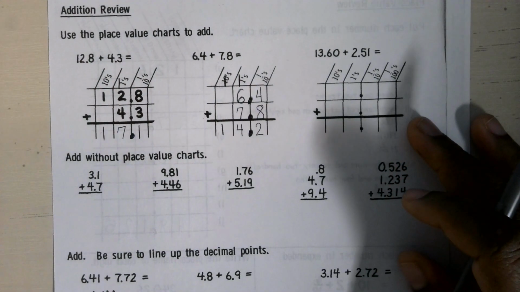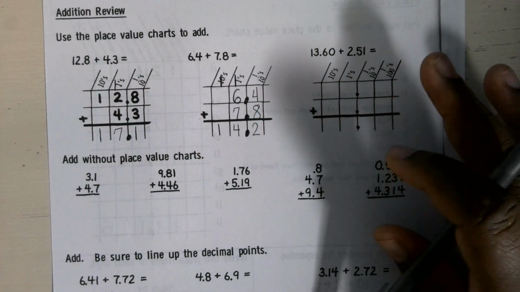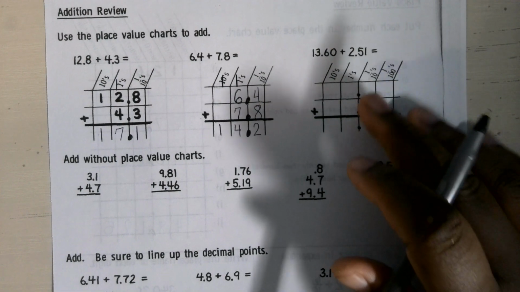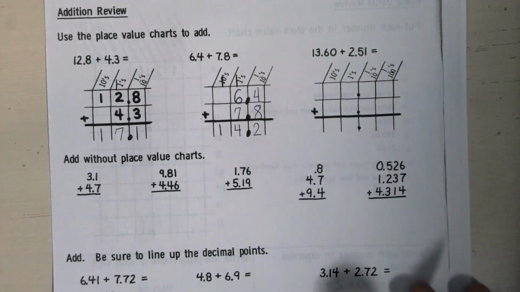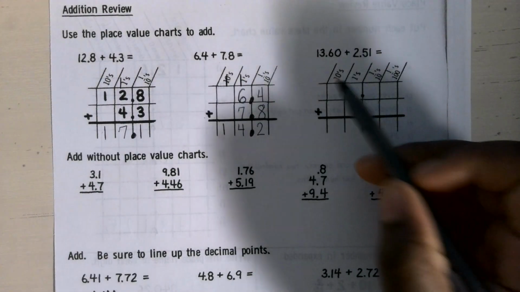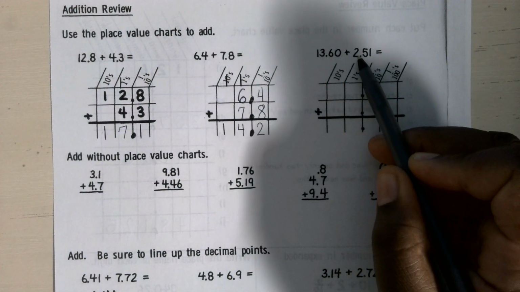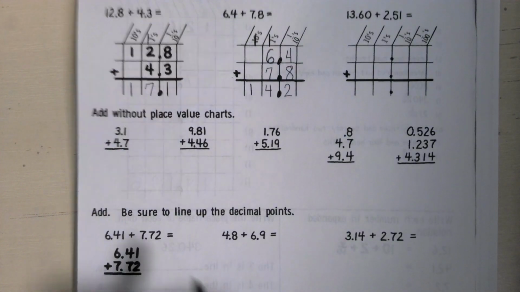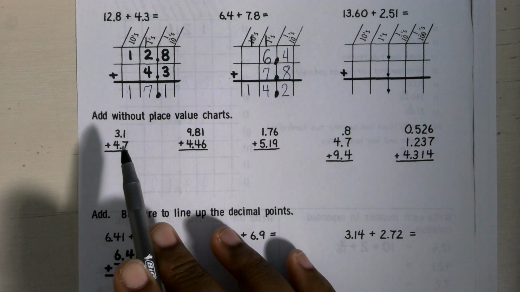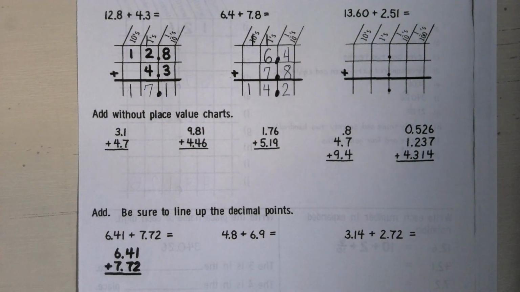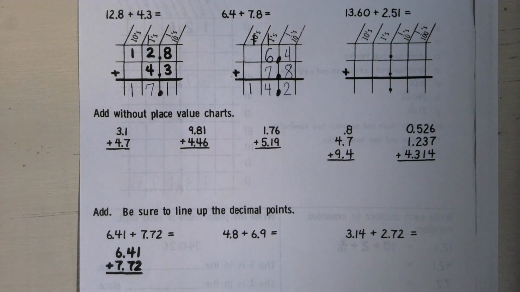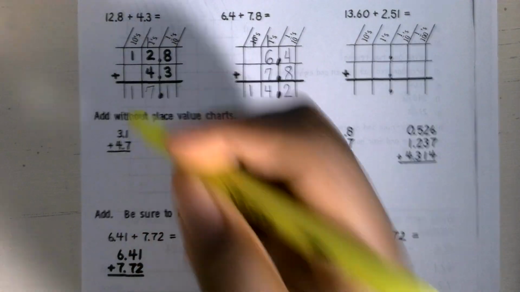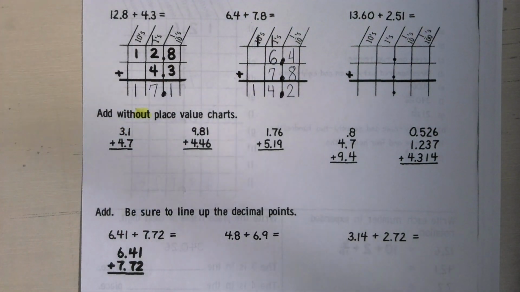You'll need to neatly and accurately copy over each number that is being added. Make sure that your place value units are lined up. If your decimal points are lined up, then your whole numbers are lined up properly. These you will add without place value charts. So you cannot draw in the lines or anything like that. You just have to carefully add up each one and be neat.